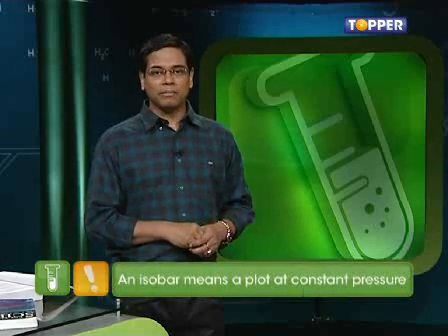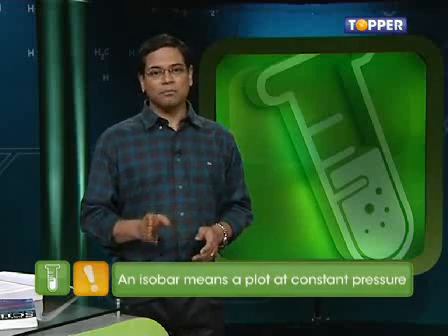Graphically, Charles' law is studied with the help of an isobar. Iso means same and bar means pressure. Hence, an isobar means a plot at constant pressure.